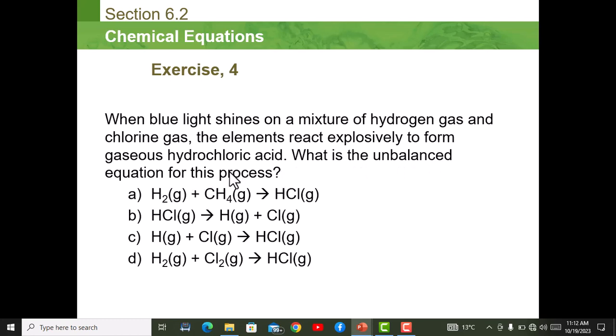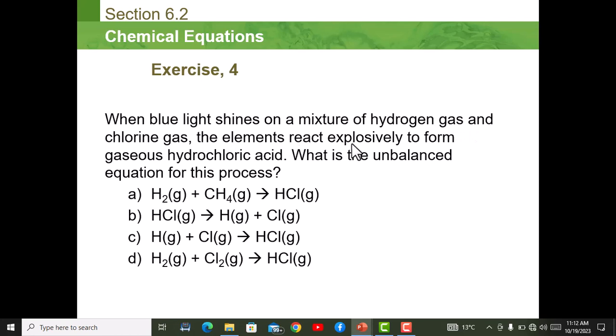Now they are asking me, now I am in so much trouble. So they say when blue light shines on a mixture of hydrogen gas and chlorine gas, so we have hydrogen gas and chlorine gas, and we allow a blue light to shine on this mixture. Very important that we understand that. So hydrogen gas plus chlorine gas, because they are both gases. Blue light shines on a mixture of hydrogen gas and chlorine gas.